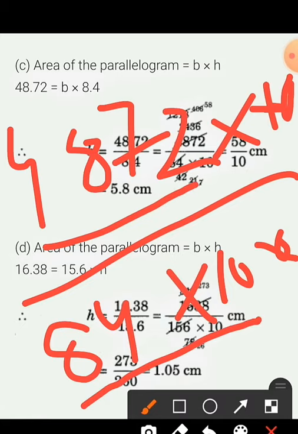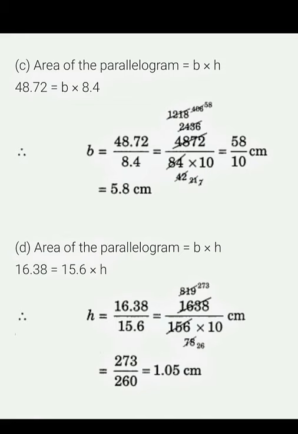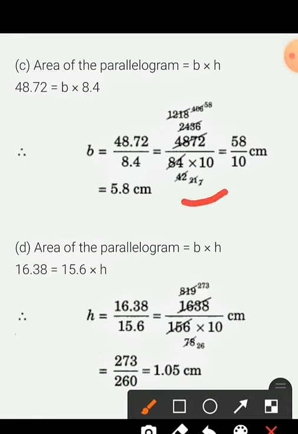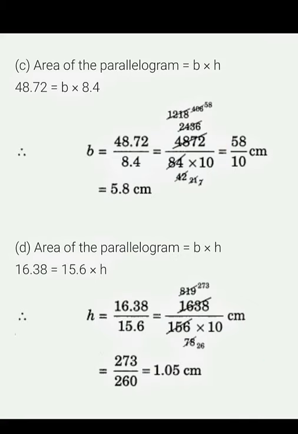I hope you understood this part. So this will be left. Now again you will do cancellations. You can start with the table of 2, also you can start with the table of 4. So we will do the cancellations. After cancellation, what will be left is 58 upon 10. So 58 upon 10 means 5.8 centimeter. This will be your answer.